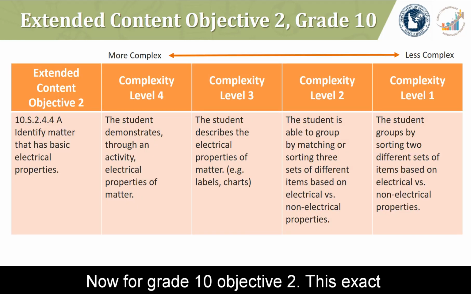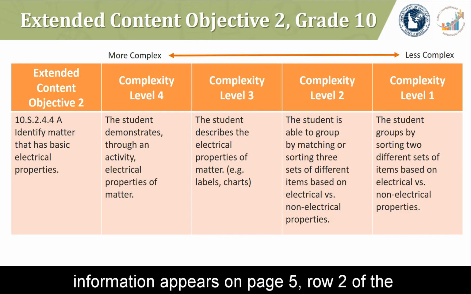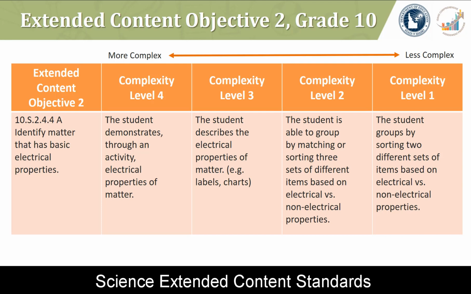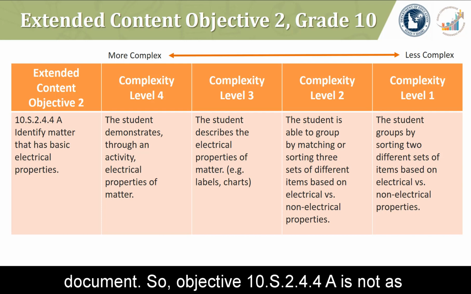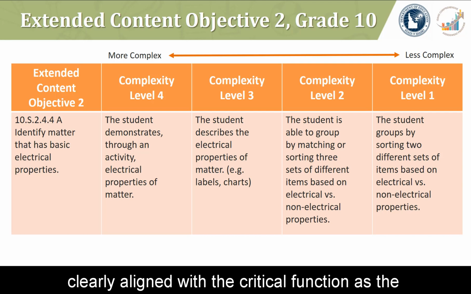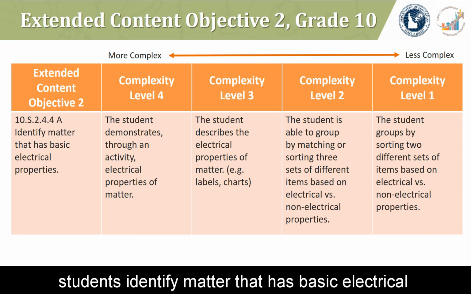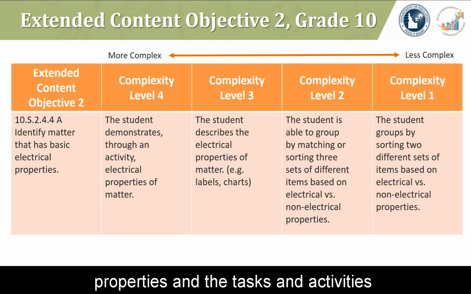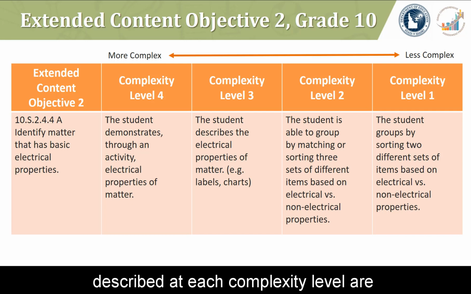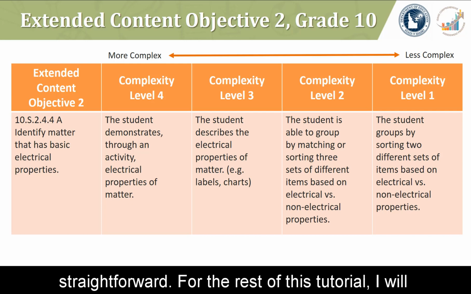Now for grade 10, Objective 2. This exact information appears on page 5, row 2 of the Science Extended Content Standards document. So Objective 10.S.2.4.4a is not as clearly aligned with the critical function as the 5th and 7th grade objectives. However, having students identify matter that has basic electrical properties and the tasks and activities described at each complexity level are straightforward.